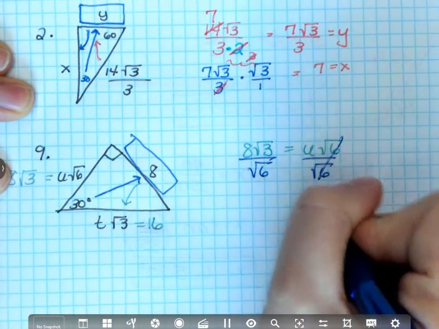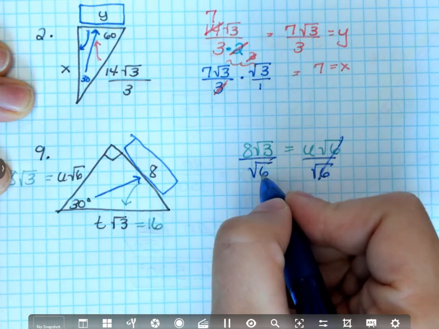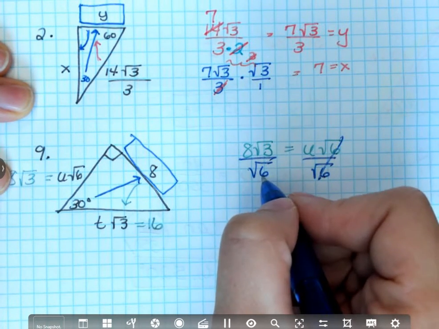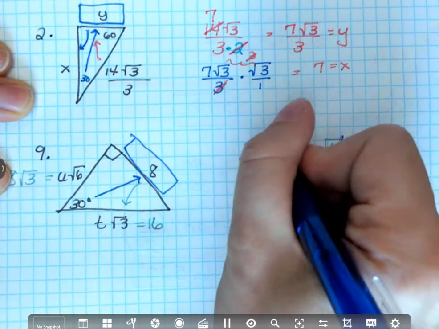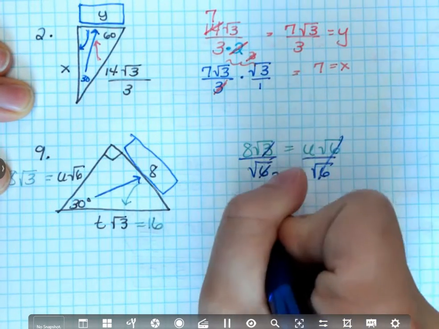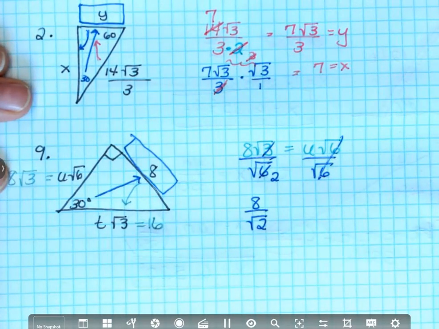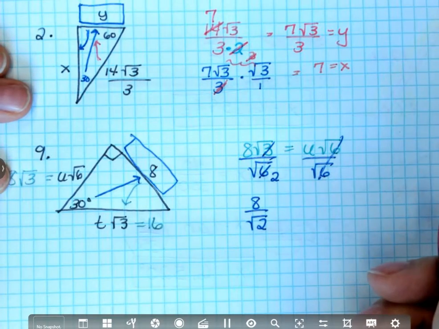Okay, so that's going to be gone. Root 3 over root 6. They're both under the square root, so let's simplify. What is 3 over 6? 1 over 2. So really now I've got 8 over the square root of 2. I need to rationalize that. How does that get rationalized?